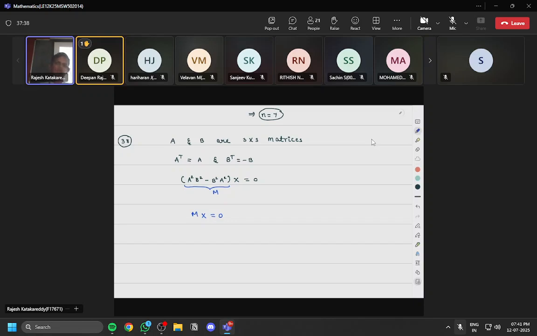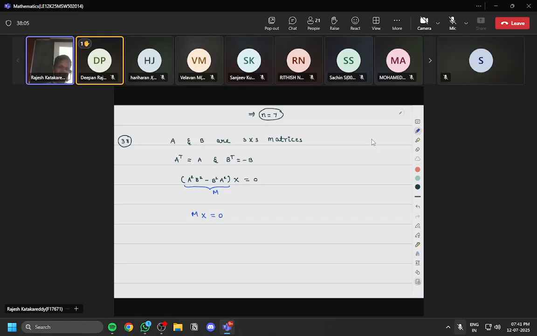But I have no clue. No matrix A is given, no matrix B is given. If there were A and B, then I would have tried A square into B square and then B square into A square. I would have substituted or I would have got the determinant. But that is not there. Then what should I do? What I can try in this is, I have solved such problems. They will give a matrix like this.